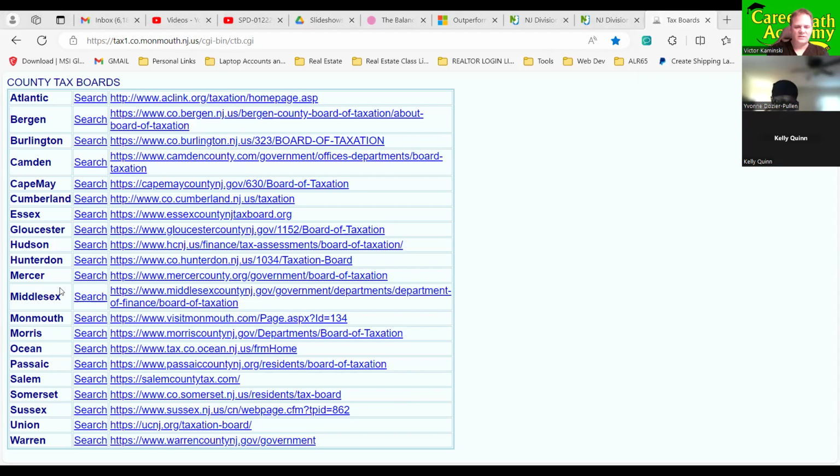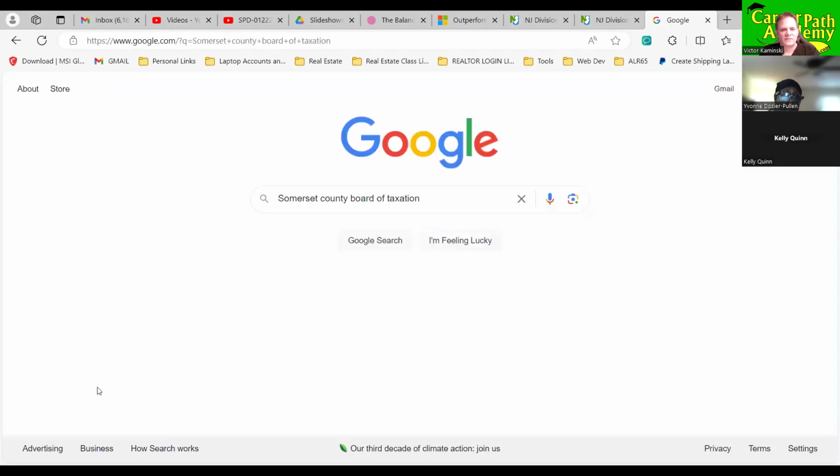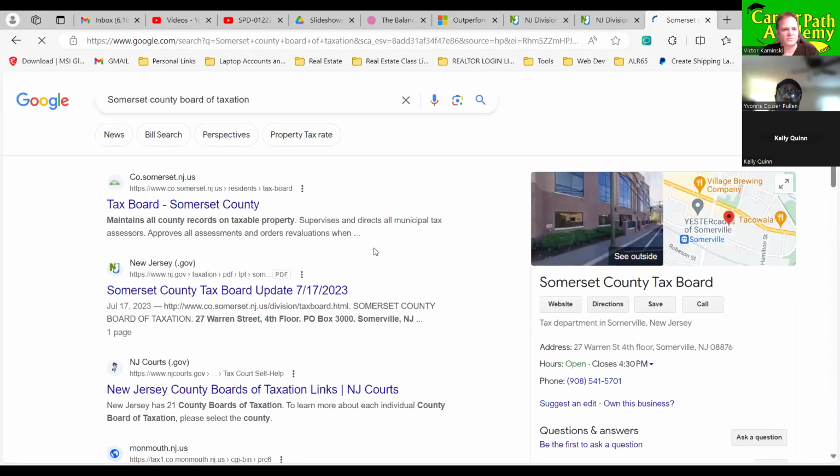Okay, so most, not all, tax boards. So yeah, you're in Somerset. You can just go there and find out how to do a tax appeal or do a tax search there. Okay. Oh, what is this? Takes you to Google.